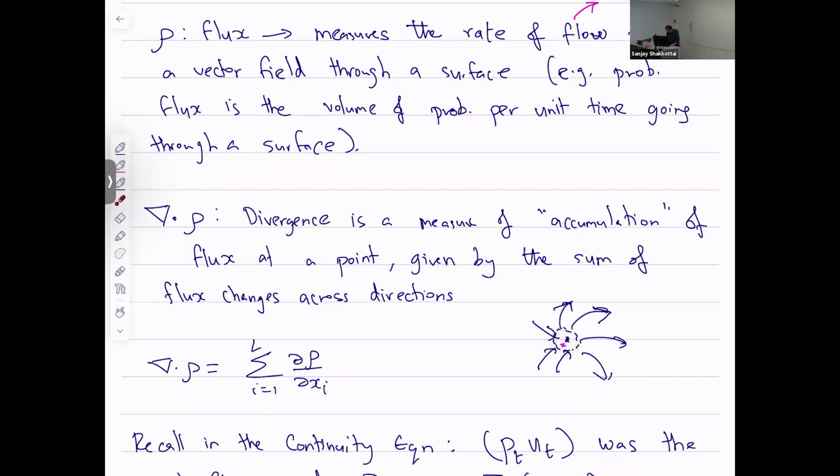Look at some x and some small ball. There's flux coming in and flux going out. And divergence is this measure of accumulation. In the continuous limit, it was nothing but del rho by del x_i, summation over all dimensions. In physics, it's only over 3 dimensions. Rho is flux through some surface, in this case a small, infinitesimal ball about x. This is a continuous time system.